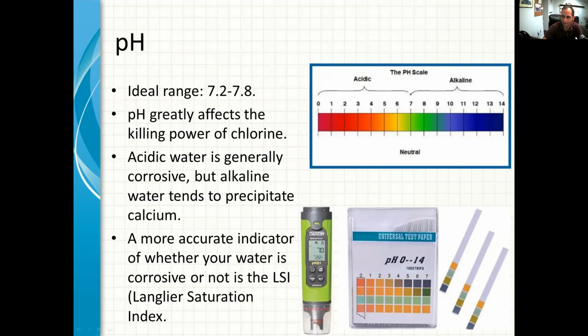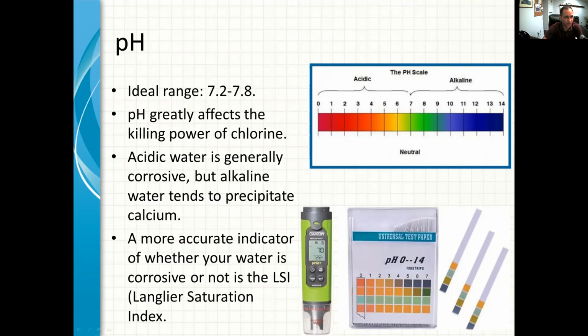So most of the times, the reason for scaling, which is a precipitated form of calcium carbonate, usually the reason for that's usually not because there's too much calcium in the water. You can have a pretty high level of calcium in the water. The reason is that the overall balance is high.